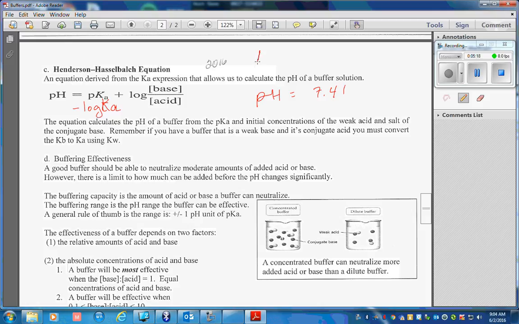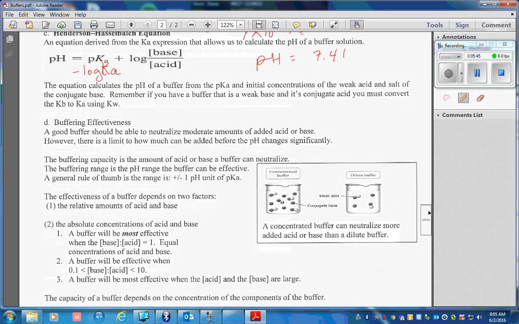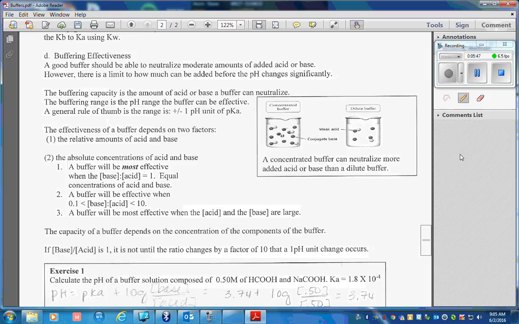Let's recall, to switch from Ka to Kb, we make use of the ionization constant of water, which is fixed at 25 degrees C to be this number. If you know one, you can calculate the other. All right, now let's talk just for a moment about the effectiveness of a buffer, how well it can work.